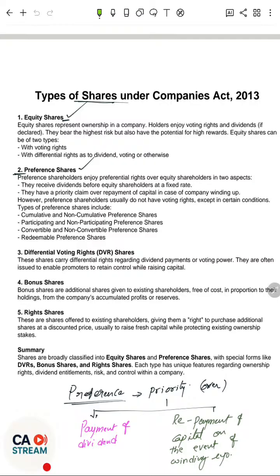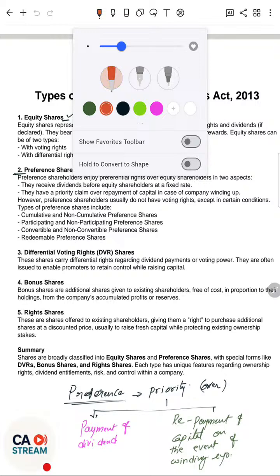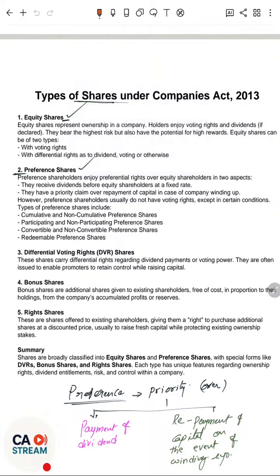What do you mean by preferential shares? The preferential shareholders enjoy preferential rights, priority rights over the equity shareholders. As we have already discussed, in two issues: one is at the time of the dividend, the other is at the time of repayment of the capital. I think you are very clear regarding these two issues.